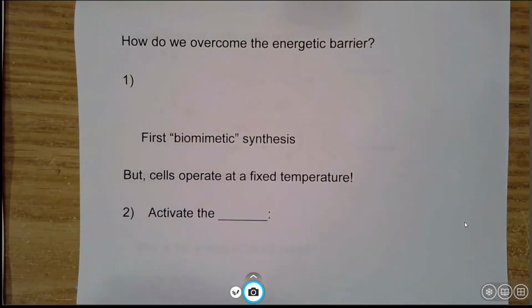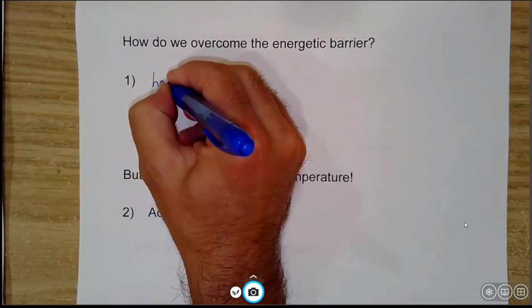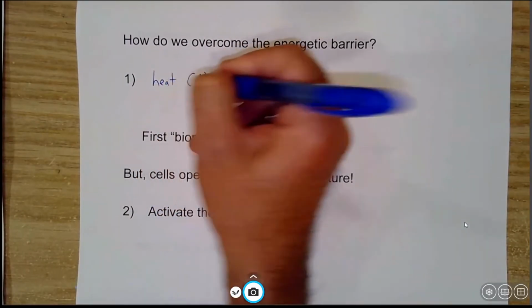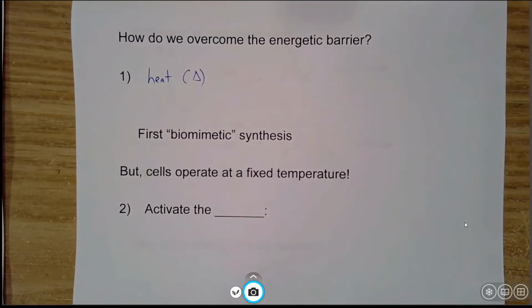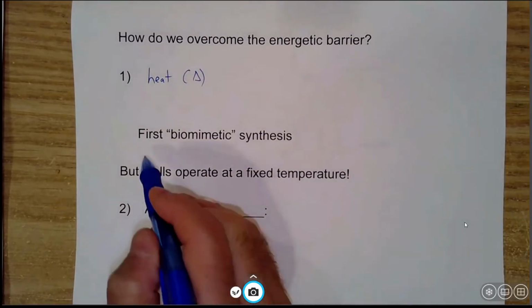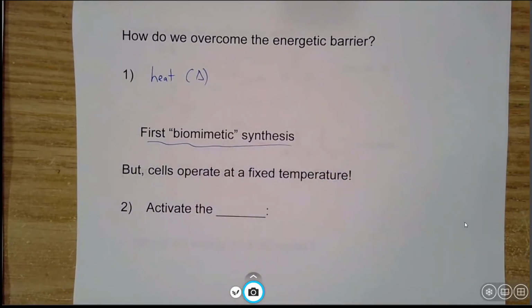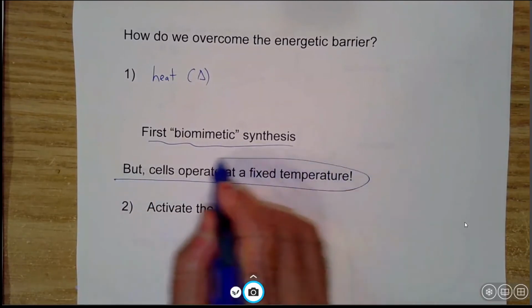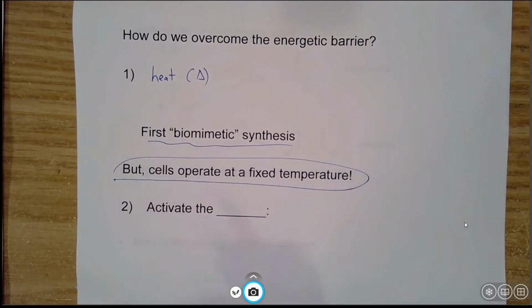Well, the most common way to do this, of course, is to add heat, right? So you've done this in organic chemistry labs, you've done this at home on the cooking stove. You can even think of the first biomimetic synthesis, when we made amino acids from electrical discharges, there'd be a lot of energy needed for that to happen.